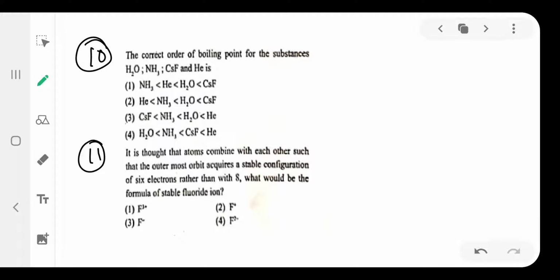Compared with all of these, CsF, cesium fluoride, is an ionic compound. Ionic compound means the boiling point is highest. After that, H2O and NH3. H2O and NH3, compared with helium, these two have higher boiling points. Why? These two contain hydrogen bonds. But between ammonia and water, which one contains the strongest hydrogen bond? H2O has the strongest hydrogen bond. Why? Because oxygen is more electronegative than nitrogen.